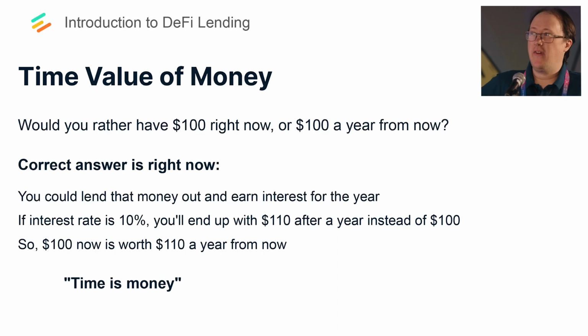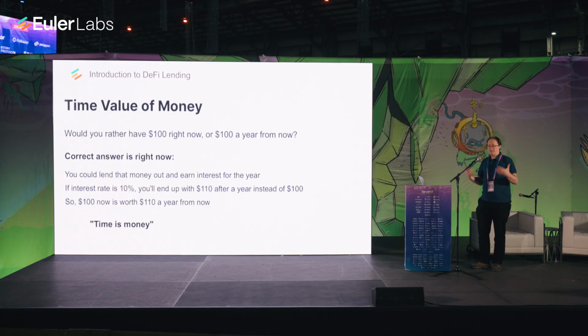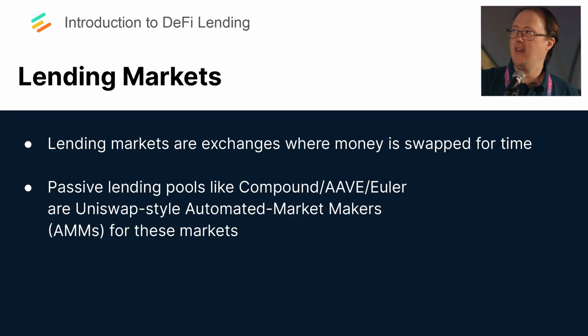Kicking off the introduction to DeFi lending, there's this concept, the time value of money, right? If you ask yourself, would you rather have $100 right now or $100 a year from now? Well, there's actually a correct answer, and it's right now, because of this time value of money. Obviously, you will earn interest over that year, and that interest has a quantifiable amount, in this case $10 per year. Time is money is the expression.